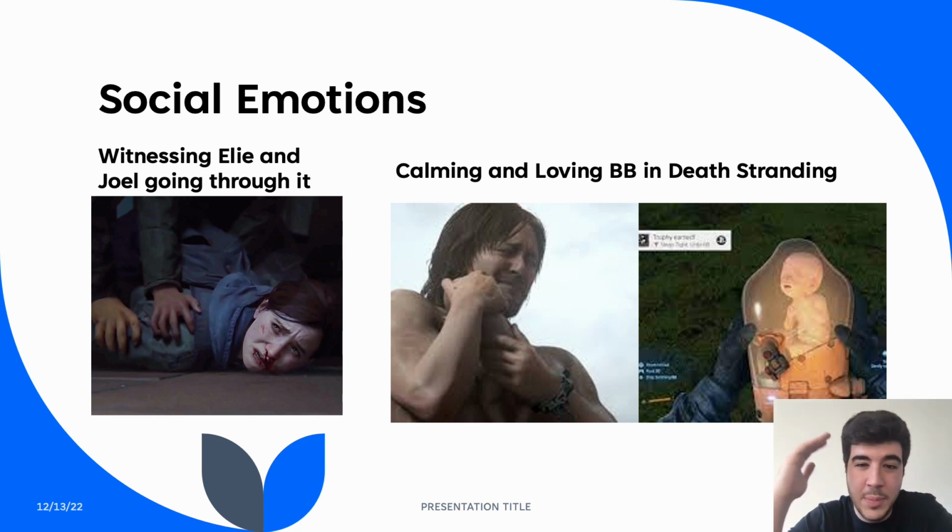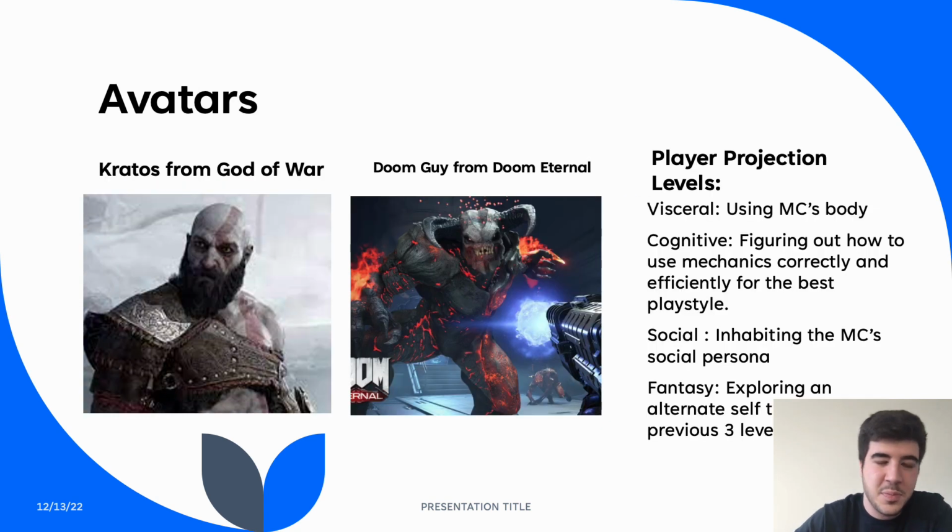Then we have social emotions. When designers offer interesting choices and keep players in flow, they're able to start evoking another class of feelings in their players. We experience such emotions when we're in relationships, for example, and we can see this in games like Death Stranding when we are calming down BB, or when we are witnessing these emotional and sad actions taking part in the Last of Us series.